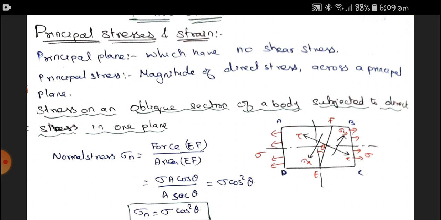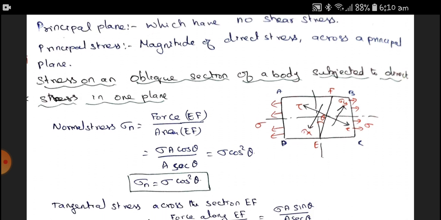We are going to discuss the different conditions of stresses acting on an oblique section. The first one is the stress on an oblique section of a body subjected to direct stress in one plane. We know that for the normal stress, the formula is resisting force by area. The resisting force for a body is equal to the applied force. Therefore, in the formula, we call it force by area.